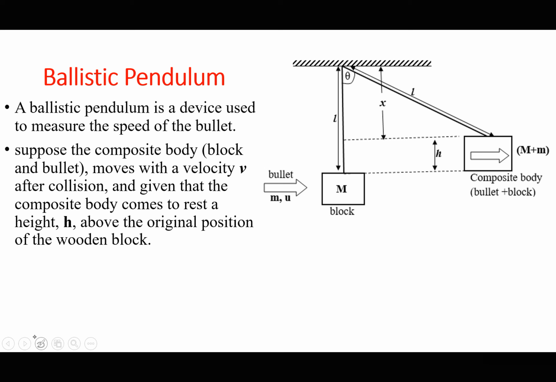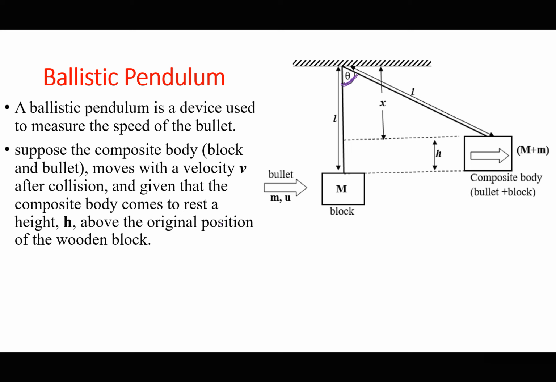So let's think of a situation where we have a bullet. Suppose the composite body, a bullet, has been fired into a wooden block, such as this one here, and the composite body has a bullet and a block. When the bullet hits the block, assuming the block is displaced through an angle, represented by theta, remember that the angle is measured from the ballistic pendulum using a scale which measures the angles. So suppose the composite body moves with a velocity v after collision, and given that the composite body comes to rest a height h above the original position of the wooden block.